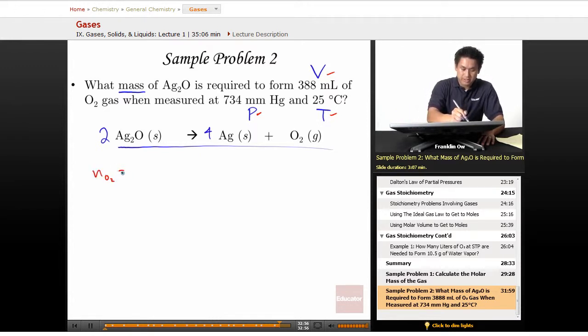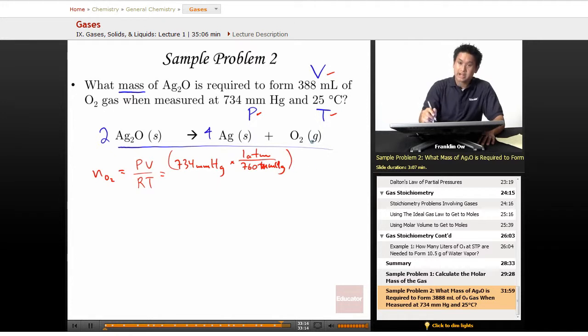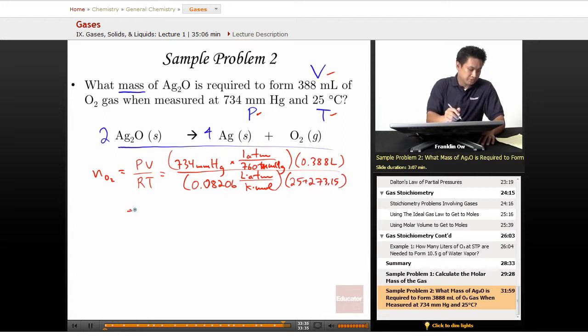So nO2 is equal to PV over RT. And so that's going to be equal to 734 millimeters of mercury times 1 atm divided by 760 millimeters of mercury. Going to multiply that by the volume in liters, which is 0.388 liters, divided by the universal gas constant, 0.08206 liters atmosphere per kelvin mole, times the temperature in Kelvin, 25 plus 273.15. So then the moles of O2, we get 0.015 moles of oxygen gas.